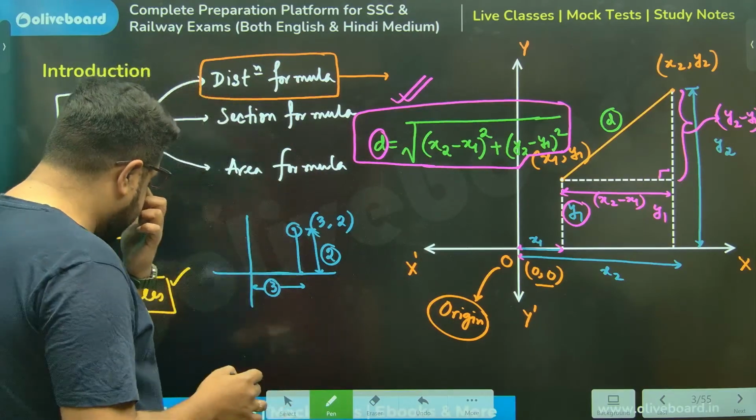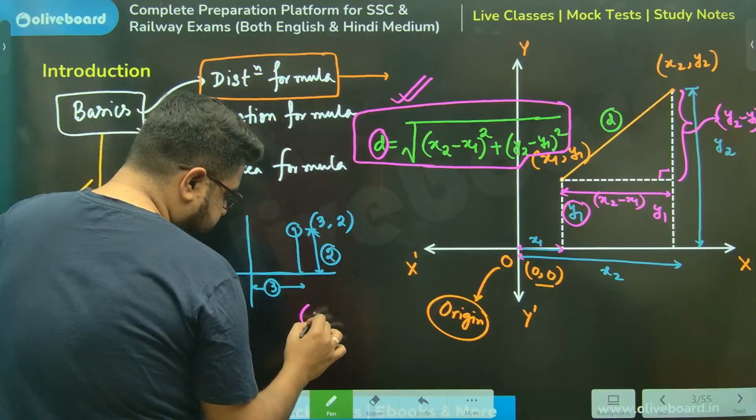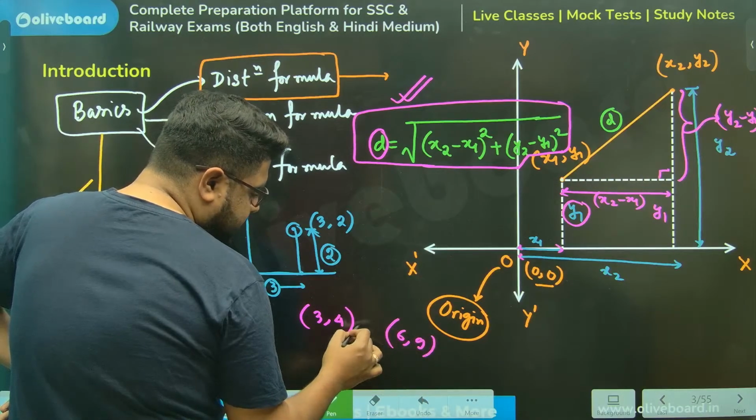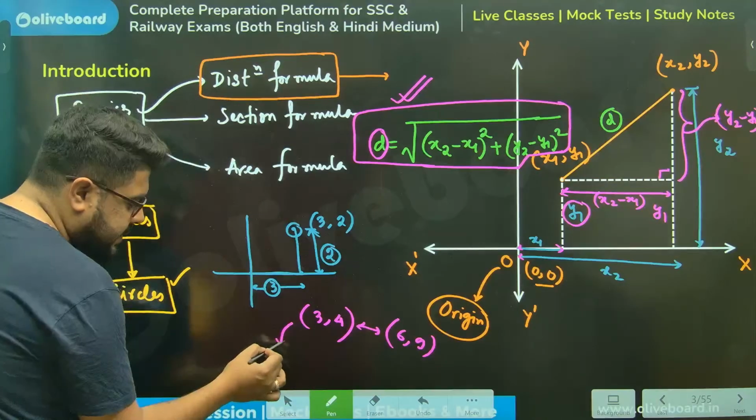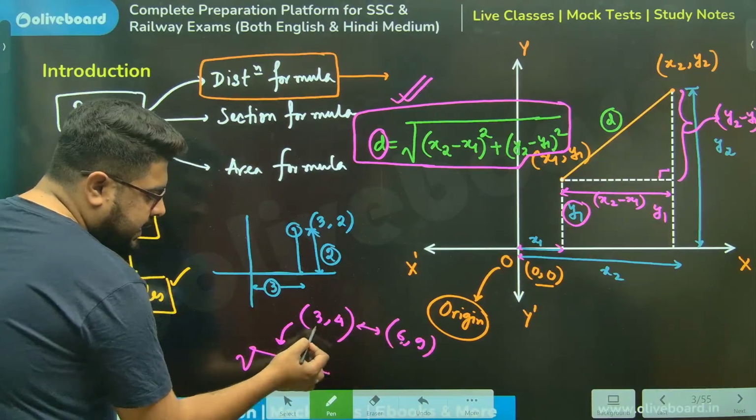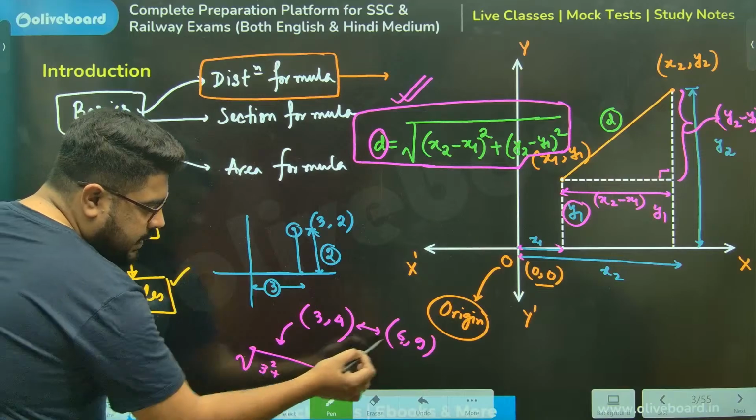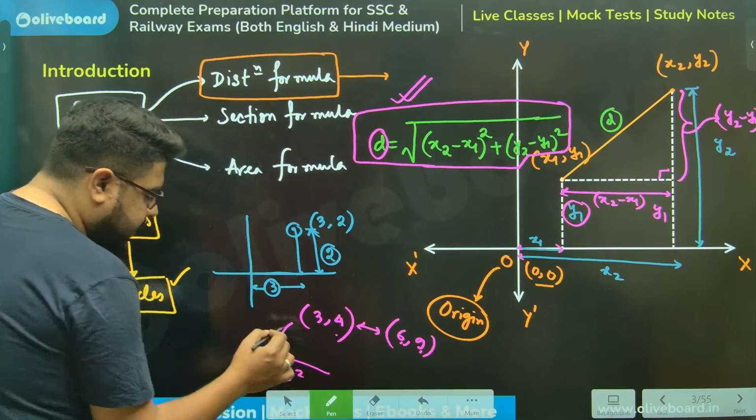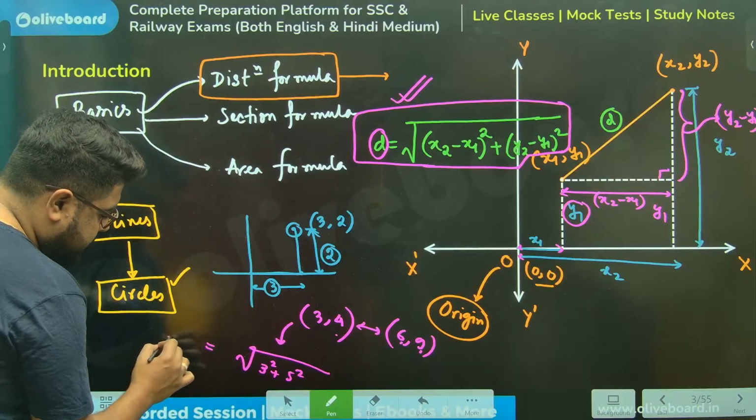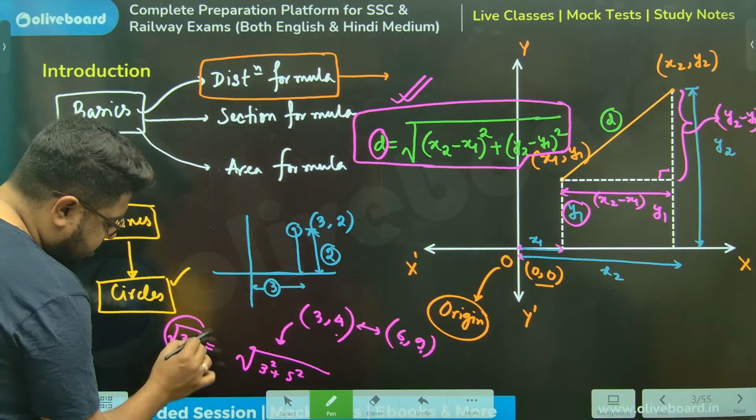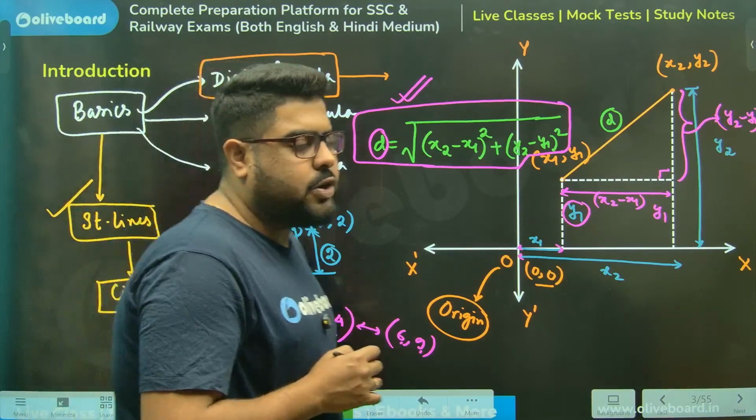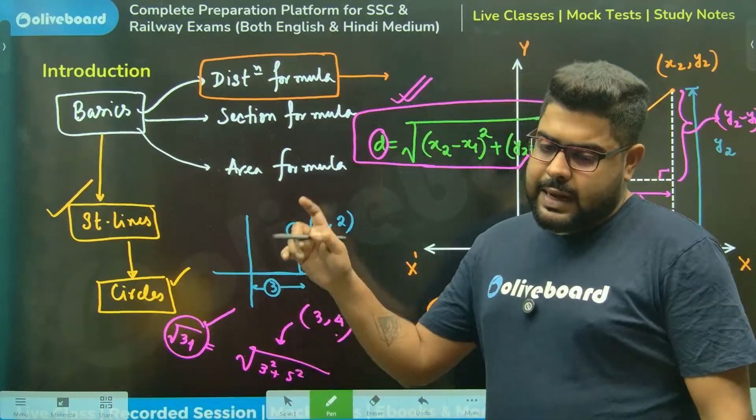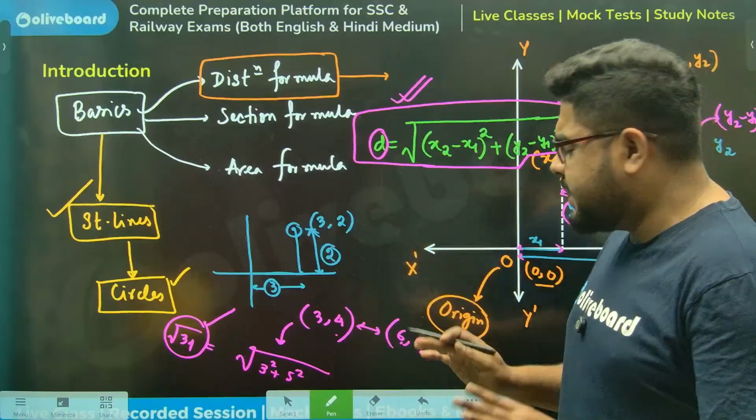So for example, if they ask you, there is a point 3, 4 and there is a point 6, 9. What is the distance between them? You will say root over of 6 minus 3, that is 3 square, plus 9 minus 4, that is 5, 5 square. So 25 plus 9, that is root over of 34. I cannot do anything more, that's the answer. Root over of 34 units. Clear everyone? Basics, very simple.